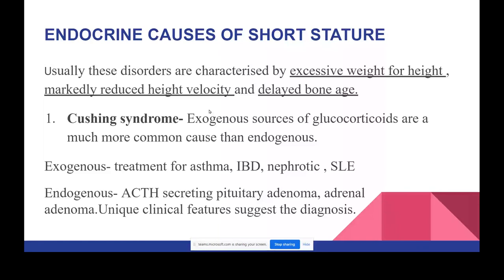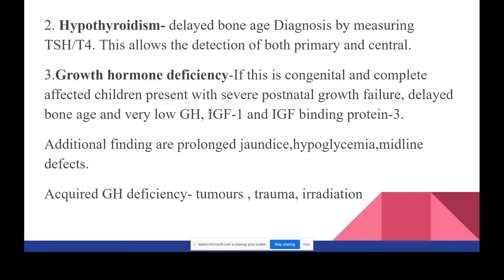Now, what are the other endocrine causes? Hypothyroidism, with markedly delayed bone age, and you diagnose by measuring the TSH and even the free thyroxine. This helps to detect whether the hypothyroidism comes from the central level or the gland level, both primary and central. And then the growth hormone deficiency. If this is congenital and complete, affected children present with severe postnatal growth failure, delayed bone age, and very low growth hormone, insulin-like growth factor 1 and IGF binding protein 3. IGF binding protein 3 is the transport protein of IGF-1.